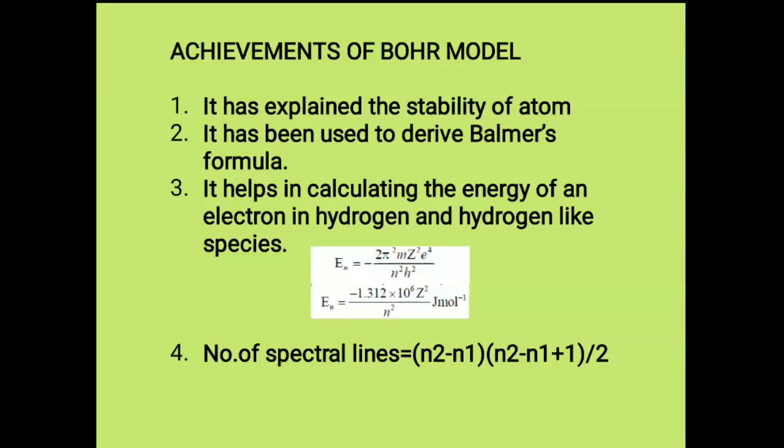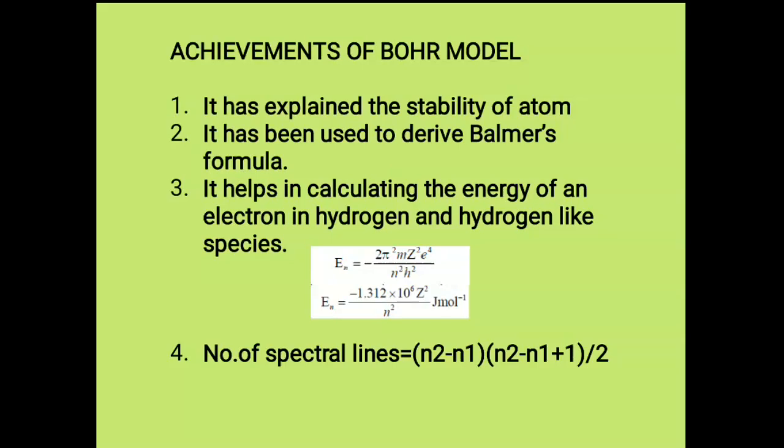Let us now talk about achievements of Bohr's model of atom. Number 1, Bohr was able to explain the stability of an atom. According to Bohr, an electron present in a particular energy level will not lose any energy while revolving in the same shell. It only emits or absorbs energy when it jumps either from a higher shell to the lower shell or from lower shell to the higher shell.